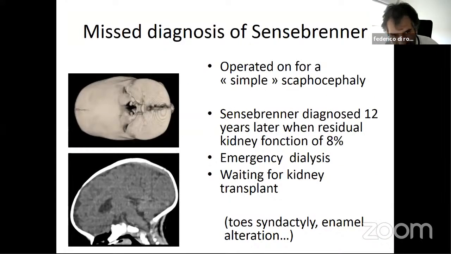This is an example to explain why it is not anecdotal, but it's important for the child. This is a patient who was operated on for a simple scaphocephaly by a very famous surgeon, very well operated on, but the surgeon didn't care to examine the toes of the child. It was already a syndactyly that should have drawn his attention. And then he was lost to follow-up because three years after surgery, everything was fine from the skull point of view. And then his underlying disease, which was a Stenson-Brenner syndrome, was diagnosed only 12 years later when he came back with almost a terminal kidney disease. So you see that the delay in the diagnosis of the underlying syndrome was problematic.